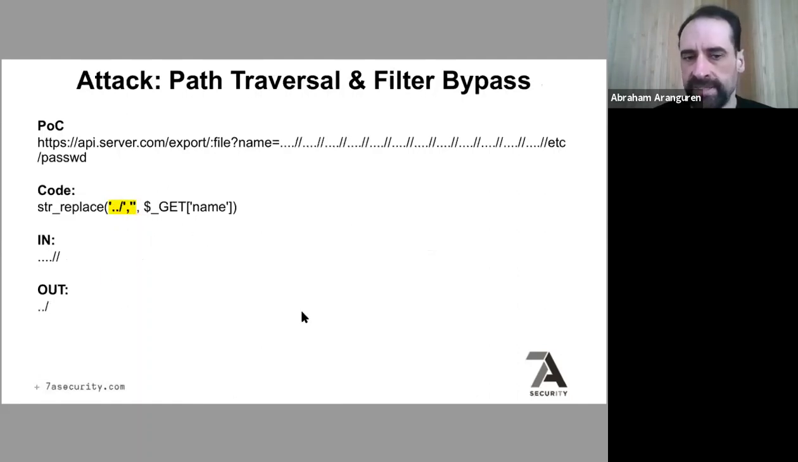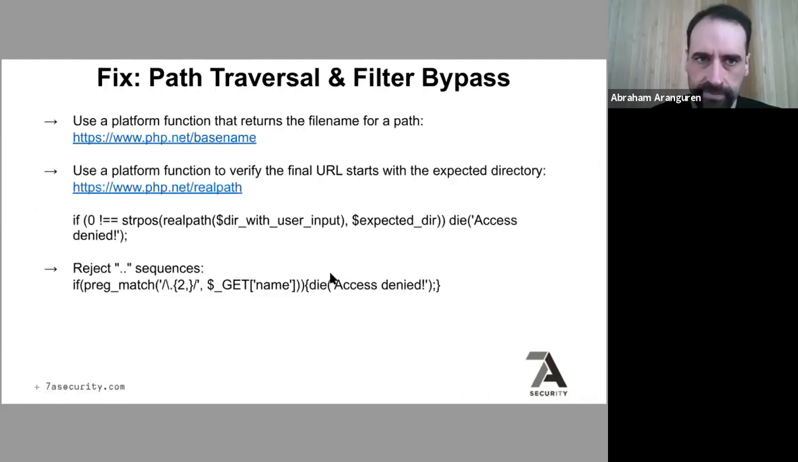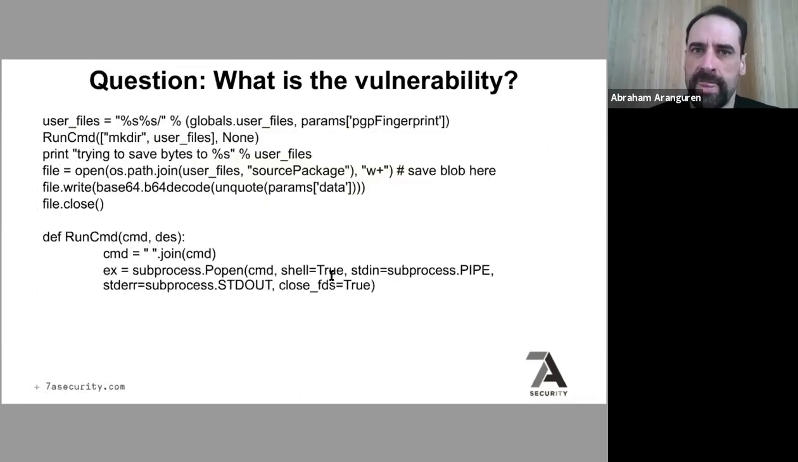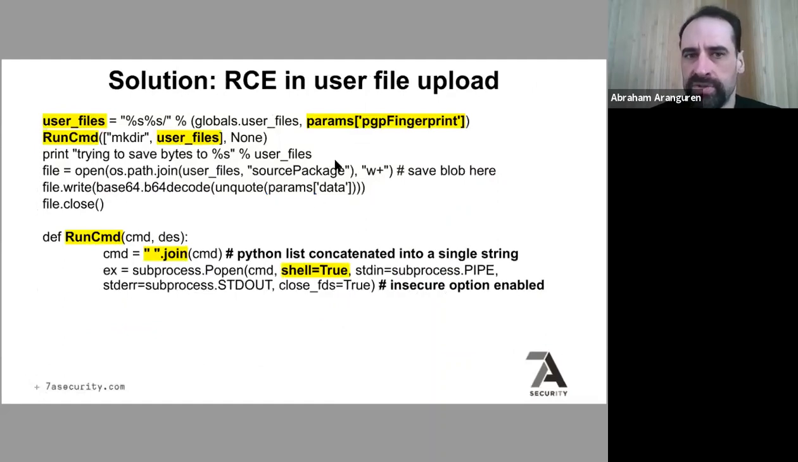So we had this in a real test. There's a lot of people that have reported similar vulnerabilities, but this is a very old trick that still works a lot of times because some developers believe you can just strip the dot dot slash and you will be fine, but you're not, right? You have to be careful about stuff like this. This is some proper mitigation about this. You can watch in the longer presentation. Then uploading files to the server, right?